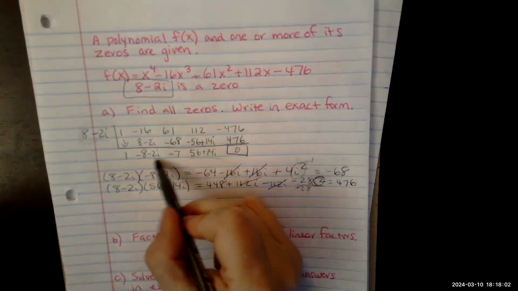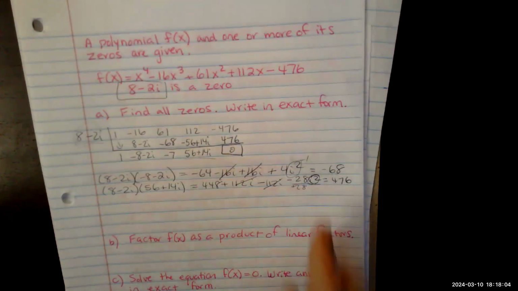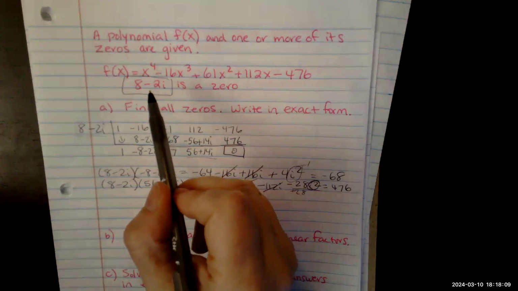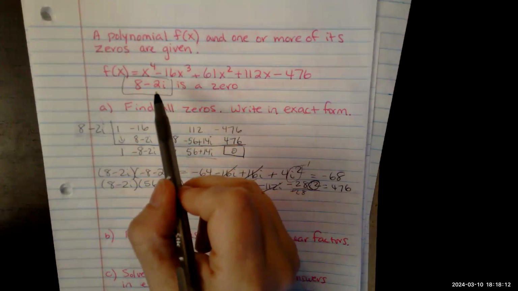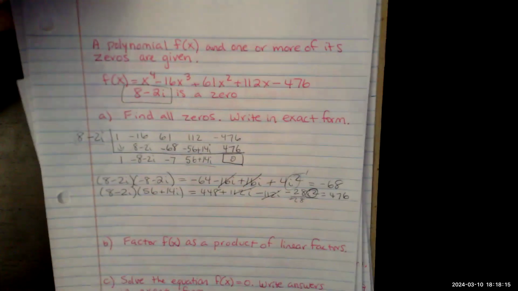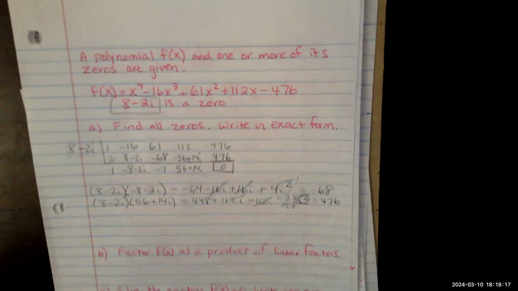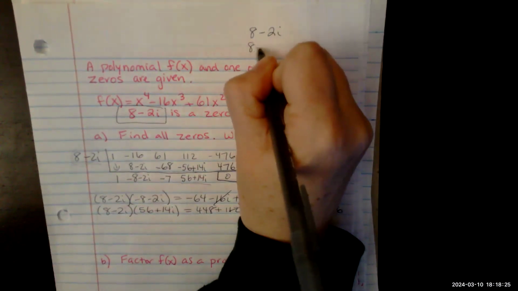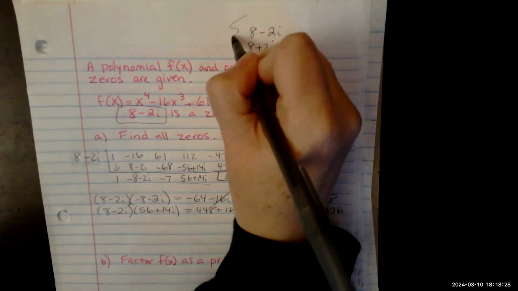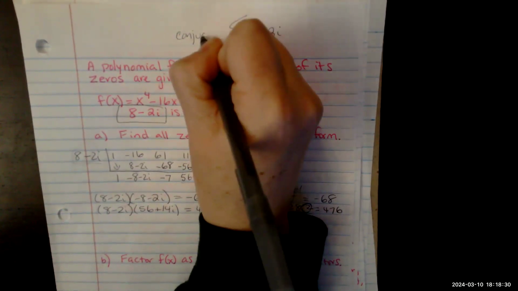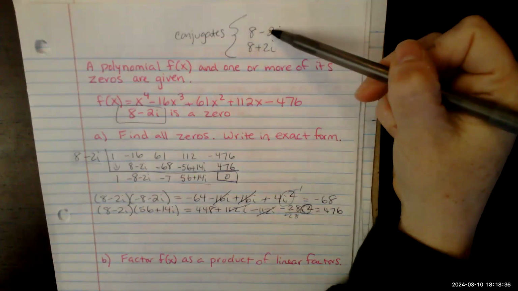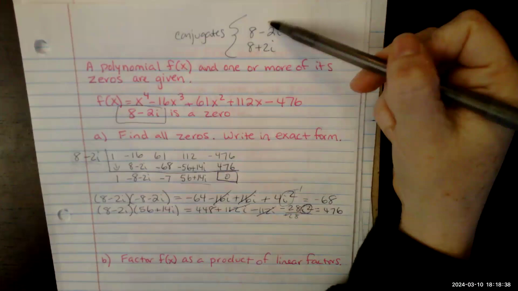But now I have this crazy looking answer. And we didn't even make our list in the beginning. We just started with what they gave me. But the nice thing about an imaginary number is if you ever have one of them as one of your zeros, you always have the conjugate as the other one, which means if 8 minus 2i is one of your zeros, then 8 plus 2i has to be also. These are called conjugates. So notice that the first number is the same, but it's the second part that changes the sign to get a conjugate.